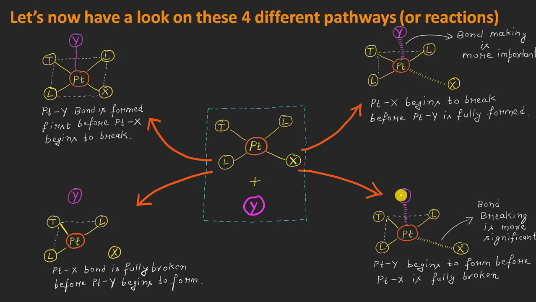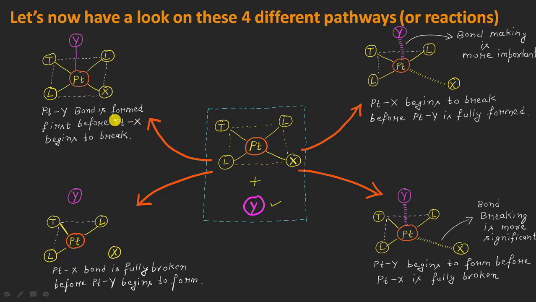So you can see here, this is our starting square planar complex. Let me complete the geometry of this starting complex molecule in this way here, such that it is now reacting with this Y ligand, which is the entering nucleophile, and this X ligand will be going out of the system after the attack of this Y nucleophile, right? Now we may have 4 different kinds of pathways as we have just discussed on the previous slide.